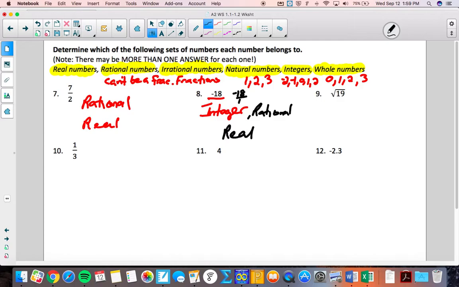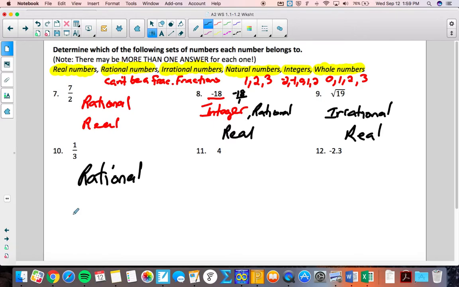The square root of 19. That's like 4 point something something something, and the value after the decimal doesn't really have a pattern, so this is irrational. But it is still a real number. It's some value. It's just hard to get a grip on the decimal value of it. 1/3 is a fraction, so that's rational, and it's also a real number.